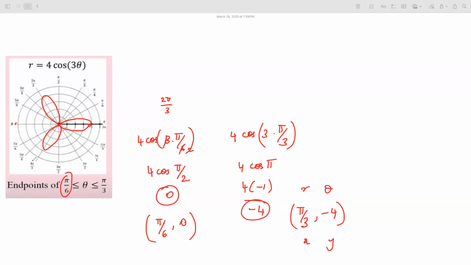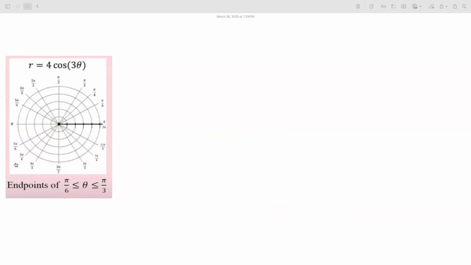Supraj, are you following? Yeah. This is how I find the endpoints of given angles. Can I move on? Okay, now I would really like you to try at least one, not many.